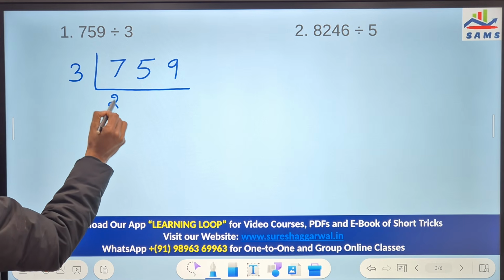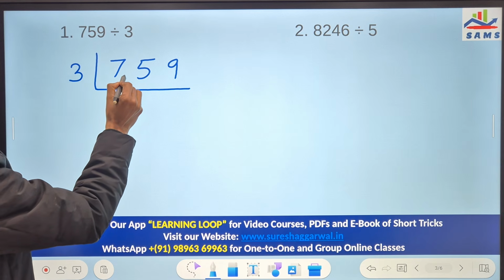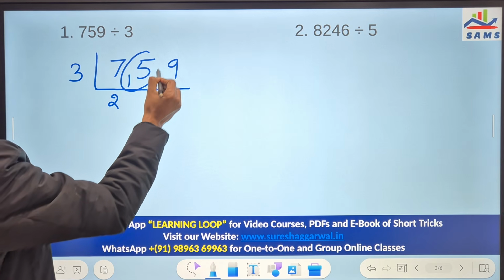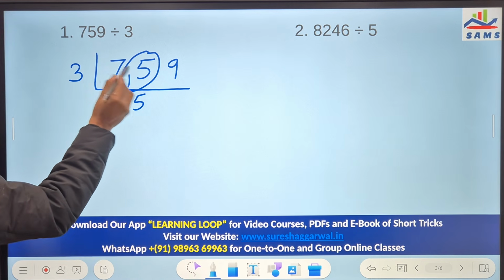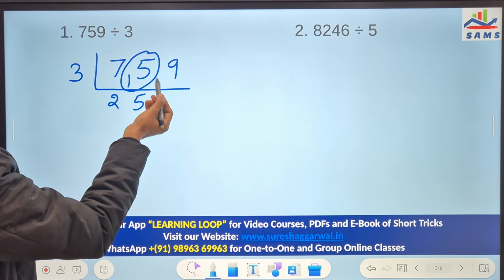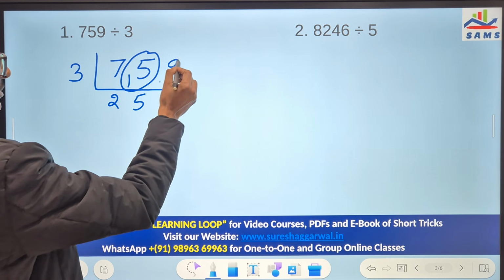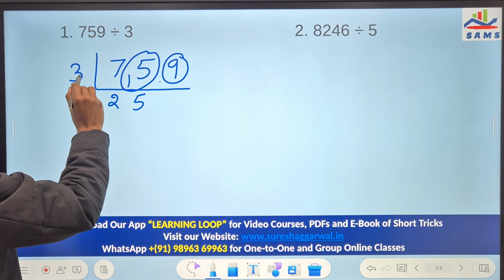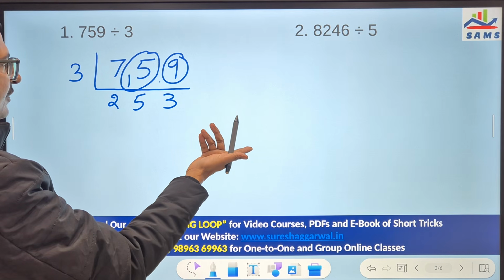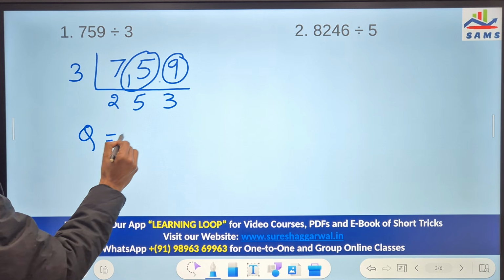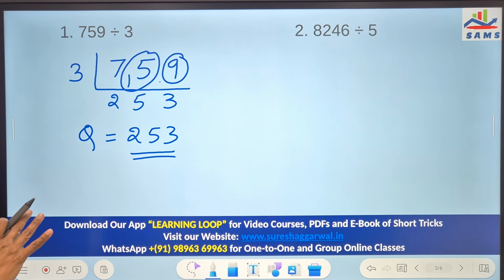So 3 2 times brings me closest to 7. 3 2 times is 6. 7 minus 6 is 1. I will write it here. So this becomes 15. Now 3 5 times is 15 itself, and that gives me a 0. So I don't have to write 0. I will be considering the next number directly, which is 9, and 9 is divisible by 3. So 3 3 times is 9, and I am not left with any other digit. So the quotient is 253 itself, giving me a remainder of 0.